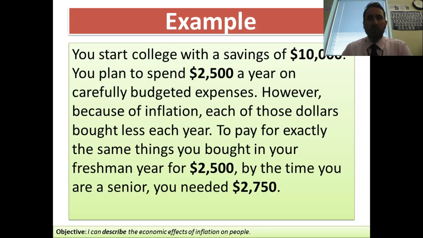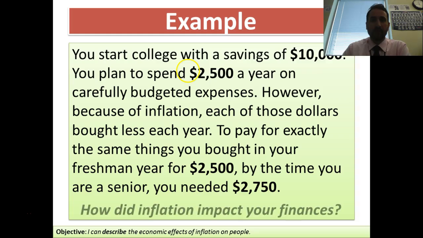And then one last example of this is that if you start college with a savings of $10,000 and you say, you know what, I'm going to spend $2,500 every single year, carefully budget expenses for food, for going out, for clothes, whatever, that's your budget. But then because of inflation, those dollars buy less and less every single year. So to pay for exactly the same things you bought your freshman year for $2,500, by the time you're a senior, now you need $2,750 because the price of those things has gone up. So it's just like before, your purchasing power goes down. But if you don't anticipate that in the future, it can make it very hard to plan for the future.